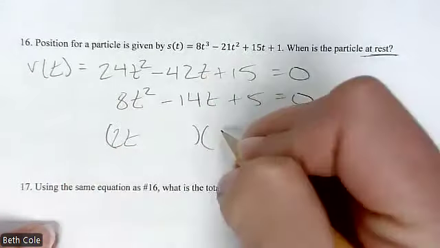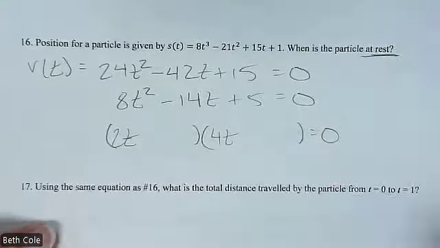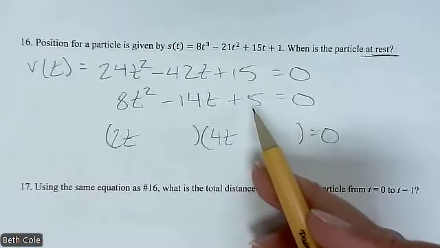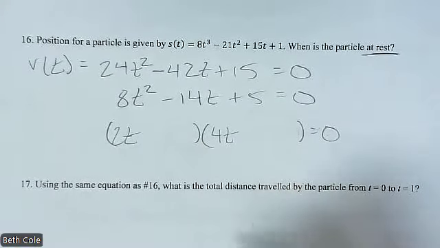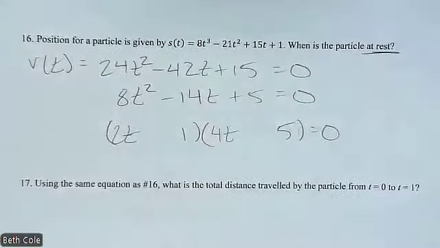Yeah, I think it's probably 2 and 4. 5 is going to have to be 1 and 5. Do you want the 1 in the first parenthesis or do you want the 1 in the second parenthesis? First one, okay. Now let's see if we're right.